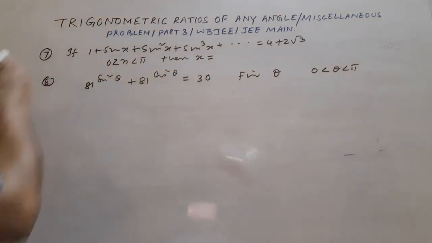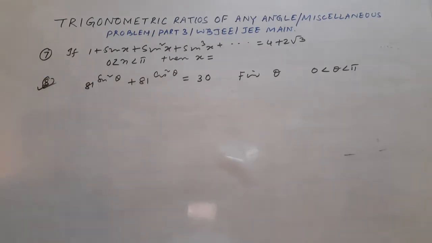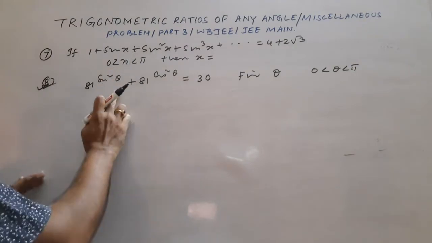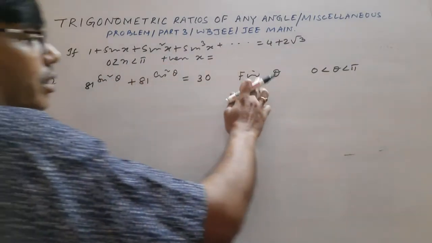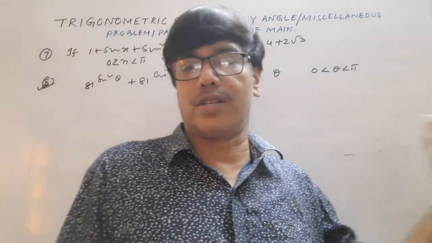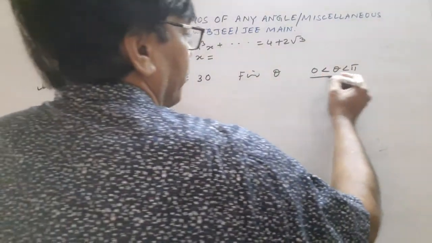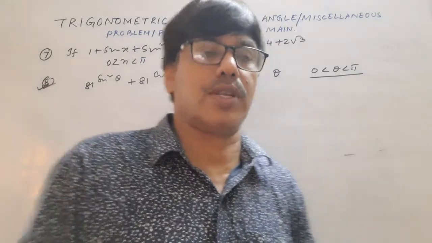Now, problem number 7 and 8. So problem number 8 first: 81 to the power sin square theta plus 81 to the power cos square theta equals 30. Find theta. Theta is in the first and second quadrant, 0 to pi. So first you have to solve this equation.